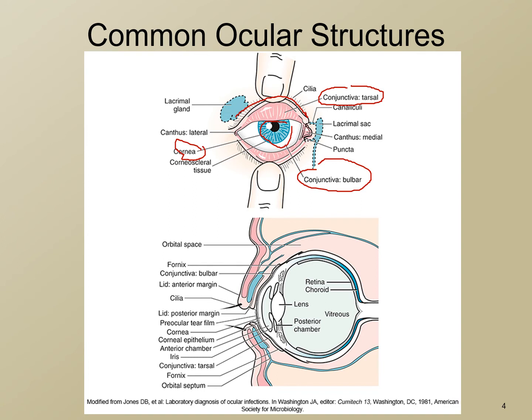The cornea is also called the window of the eye. On the bottom diagram, you'll see the retina, which is the light-sensitive neural tissue of the eye. And this diagram also shows a different depiction, a side view of the eye and all its components.